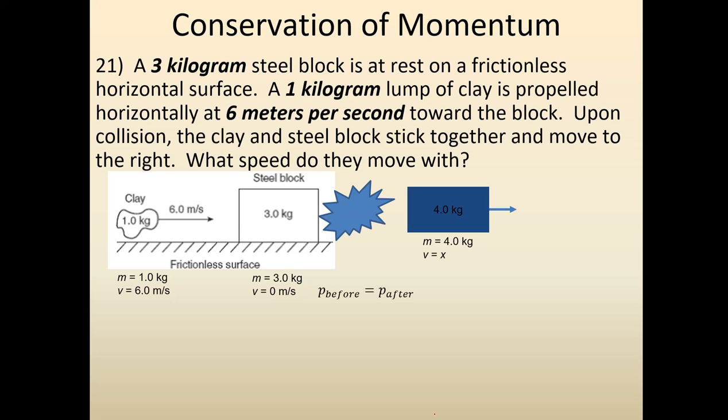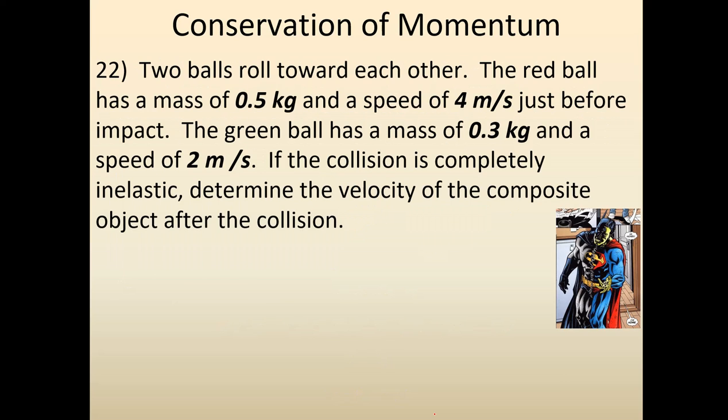We do our whole showing of work. So p before equals p after. 1 times 6 plus 3 times 0 equals 4 times x. Let's clean it up. We get 6 equals 4x. Tells us that our final velocity for this combined object is going to be 1.5 meters per second. Okay. Here's the next question. Pause the video, work it yourself, and we'll go over it in a second.